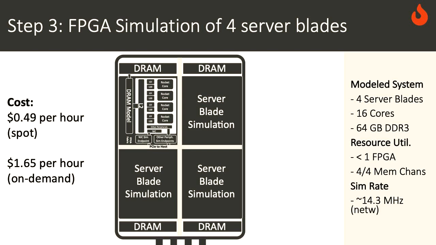There'll be a C++ switch model sitting down here that I'll show you in a second. That's modeling the Ethernet network between these 4 nodes, so they can all communicate with one another. These nodes can all boot Linux, run the regular networking stack, and so on.